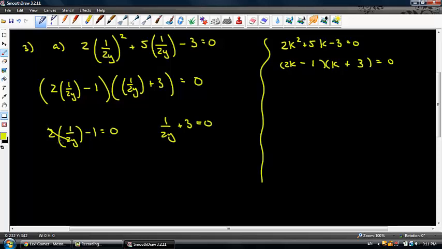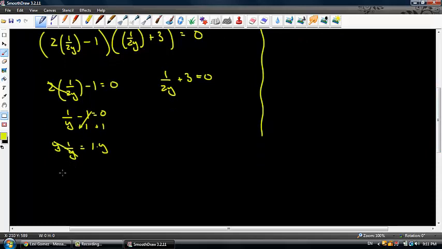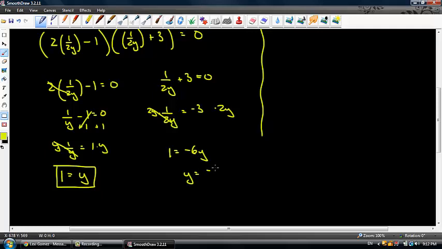Well, the good thing is that the 2's here are going to cancel each other out. So I've got 1 over y minus 1 equals 0. Well, I'm going to add 1 to both sides, so I've got 1 over y equals 1. If I multiply both sides by y, those are going to cancel. I get 1 equals 1 times y is y. We're done. I'm going to do this one a little faster. This is 1 over 2y equals negative 3. Multiply both sides by 2y. So I get 1 equals negative 6y. Y equals negative 1 over 6.